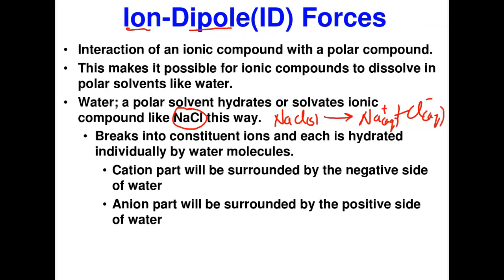What is actually happening is that the cation is being surrounded by the negative side of water. And the negative side of water, of course, is the oxygen, which assumes a partial negative sign. Whereas the anion itself is now being surrounded by the positive side of water, which is hydrogen. And how does that occur? I'm going to give you a good picture to see this.